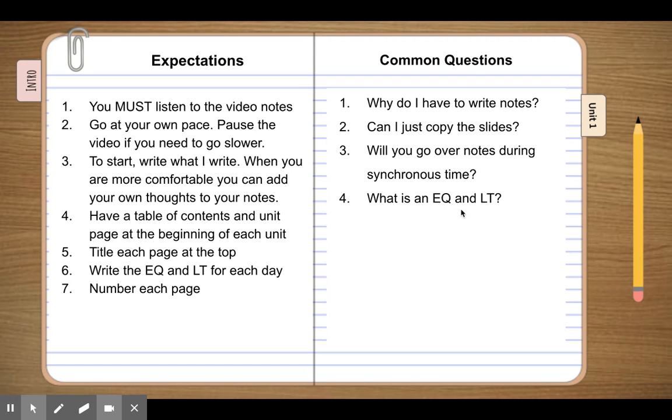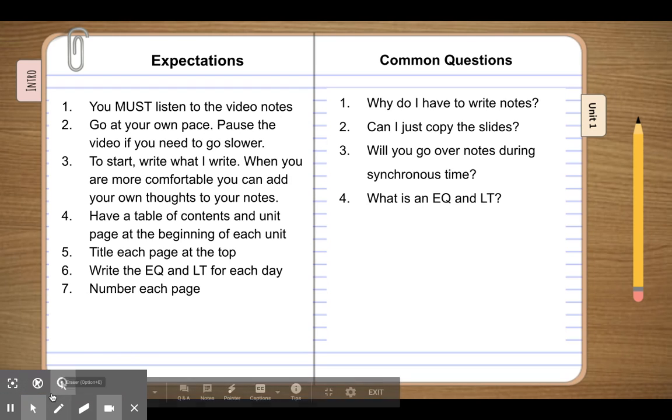And 4, EQ and LT. What is an EQ? Like I mentioned, it's an essential question. You can think of this as the big idea in our unit. And LT, the learning target, is what we're trying to learn today. So the essential question is what we're learning in the unit, and the learning target, or LT, is what we're learning today, part of our unit.